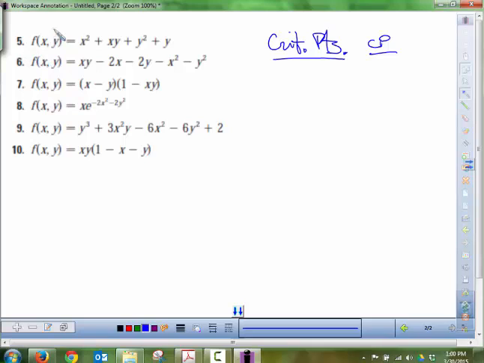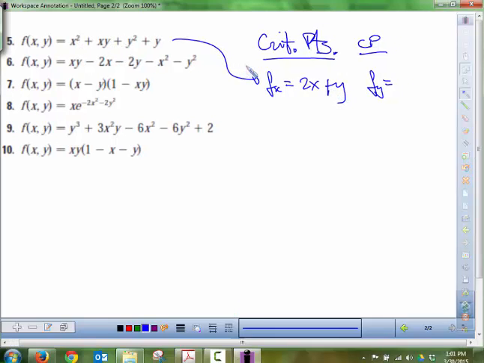So critical points, let's say for number 5, let's practice finding critical points. Number 5 has, I need to find fx, the derivative with respect to x. Looks like 2x plus y, and then everything else is 0. And then fy is going to be x plus 2y plus 1. And I want to set that equal to 0. So the thing is, I want to set both of these equal to 0 at the same time.